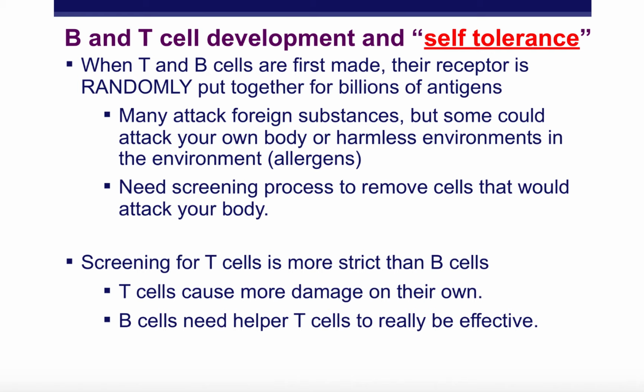So when T cells and B cells are made, the receptor is randomly put together so that you have the potential to attack billions, maybe even trillions of different things you've never seen before. And then at that point, because the human body wants to be able to have some protection against novel viruses, against new viruses and new bacteria.